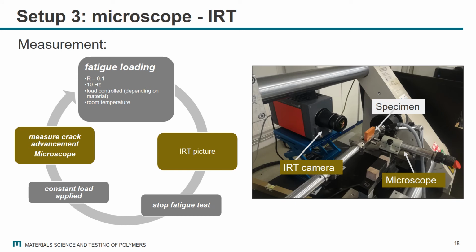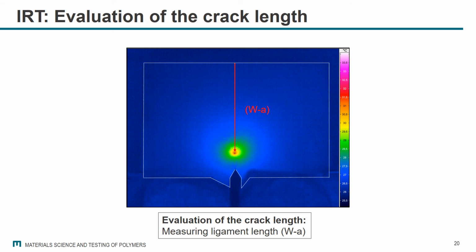Then a constant load was applied, and we measure the crack advancement via the microscope. Here it's really important to do the IRT picture before stopping the test to determine the crack tip close to the hottest point on the specimen surface. Here I wanted to present you the evaluation of the actual crack length via the IRT camera. You can see a CT specimen with the hottest point here close to the crack tip, and we measure the ligament length from the backside of the specimen to the hottest point, and we can evaluate the crack advancement.